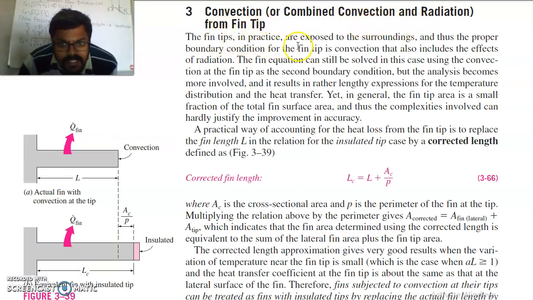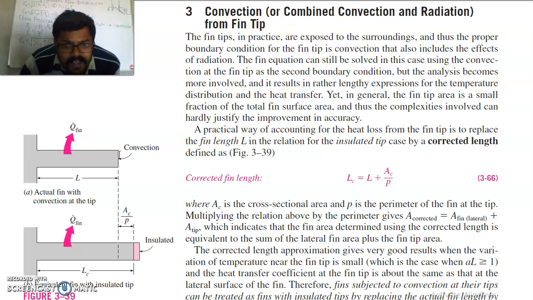Convection or combined convection and radiation from the tip. The fin tips in practice are exposed to the surroundings, and thus the proper boundary condition for the fin tip is convection, that also includes the effect of radiation. The fin equation can still be solved in this case using the convection at the fin tip as the second boundary condition, but the analysis becomes more involved and it results in a rather lengthy expression for the temperature distribution and the heat transfer. Yet in general, the fin tip area is a small fraction of the total fin surface area. So this area is very small and thus the complexity can be removed.